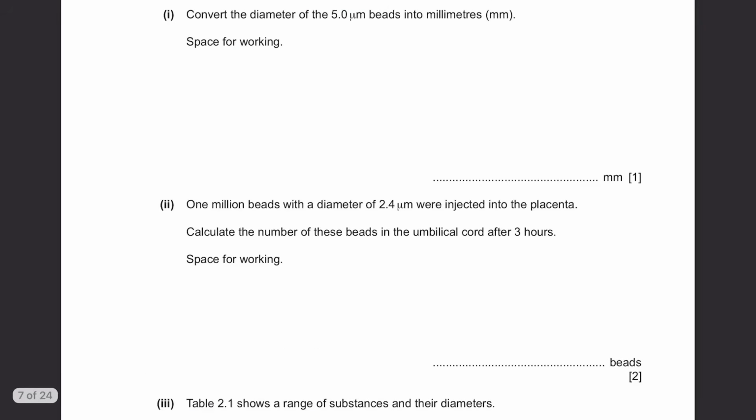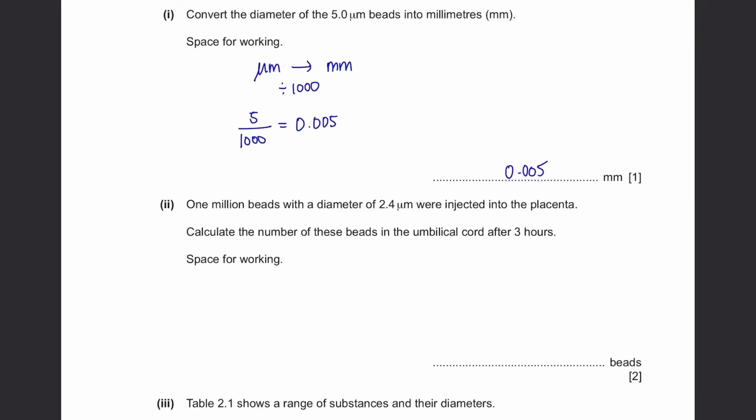Convert the diameter of the 5.0 micrometers beads into millimeters. Space for working. To convert micrometers to millimeters, you need to divide it by 1000. So 5 divided by 1000, show your working, and the answer is 0.005.